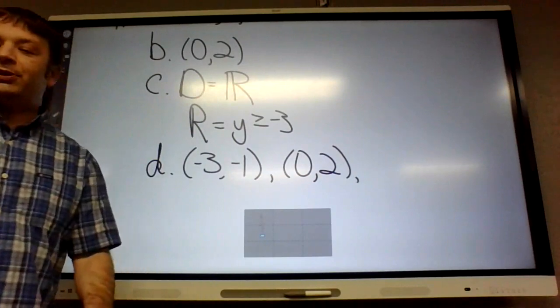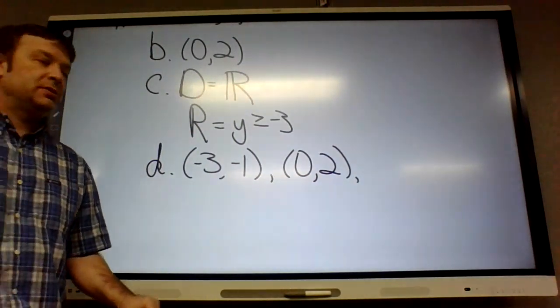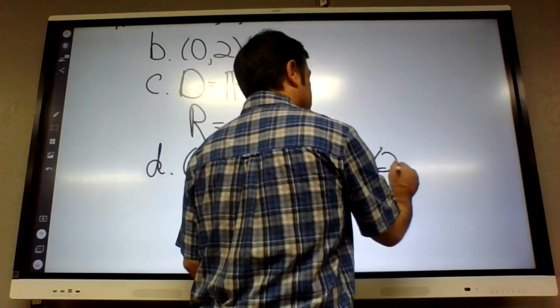And what's the bottom of the valley on the right? 2, -3.